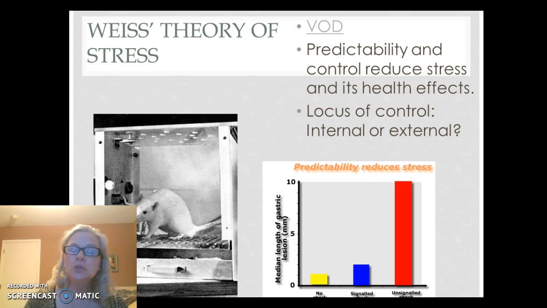One who has an internal locus of control feels that they have some kind of control and predictability over the stressors in their life. One who has an external locus of control does not believe that they have control over their life, or they are facing numerous situations in their life in which they actually do not have any control. And people with an external locus of control are more likely to suffer from the health effects of that.